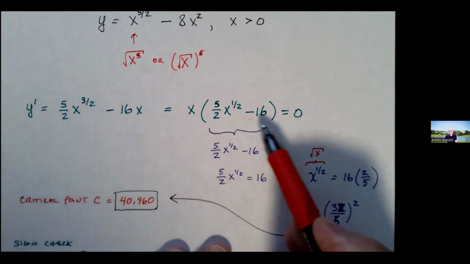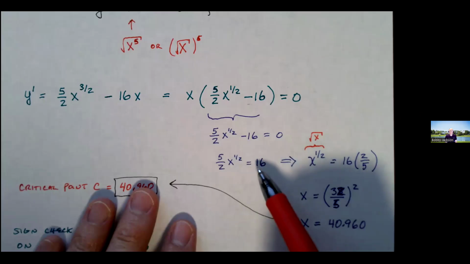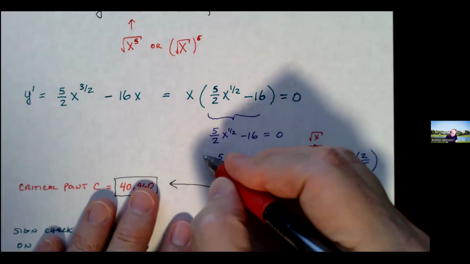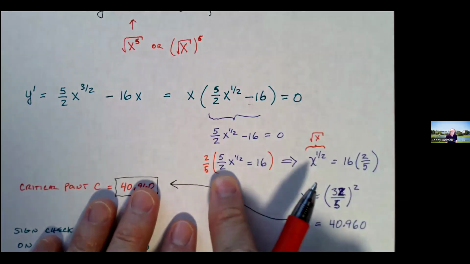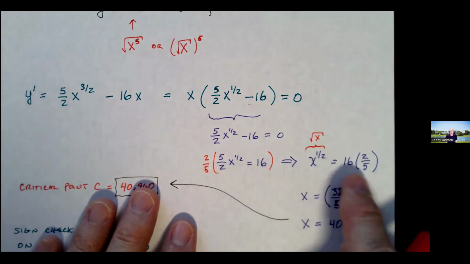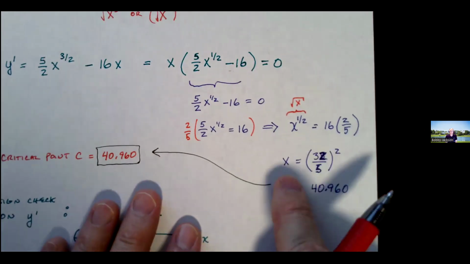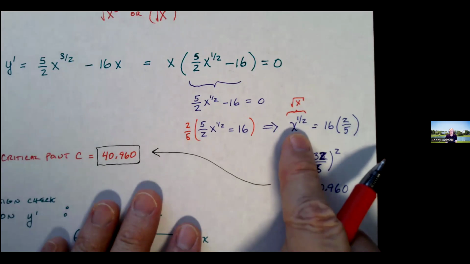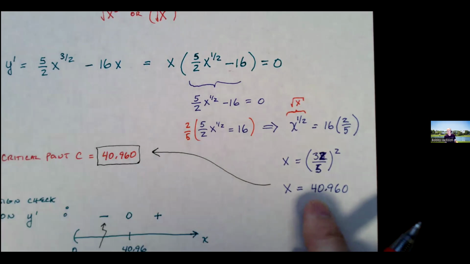So looking at this part in the parentheses, that's going to be equal to 0 when what? Well, if I add 16 to both sides and then multiply by 2/5, that will give me a coefficient of 1 here. And then 16 times 2/5, 16 times 2 is 32/5. Remember, x to the 1/2 is just the square root of x. So to find x, I need to square both sides. So squaring the square root of x gives me x, and this will be 32/5 squared.